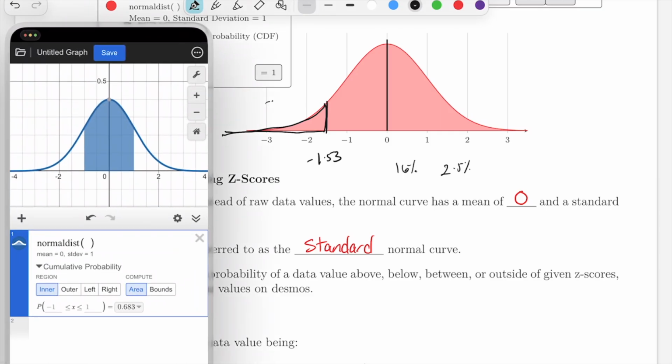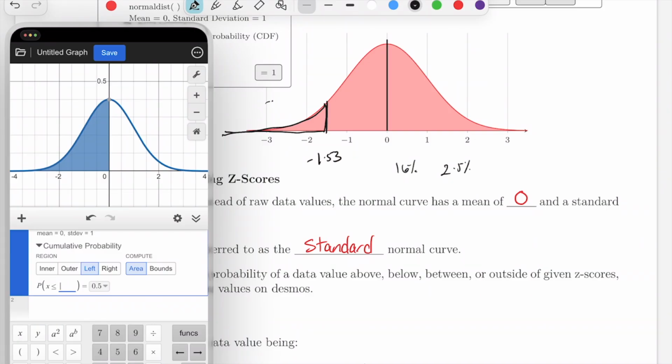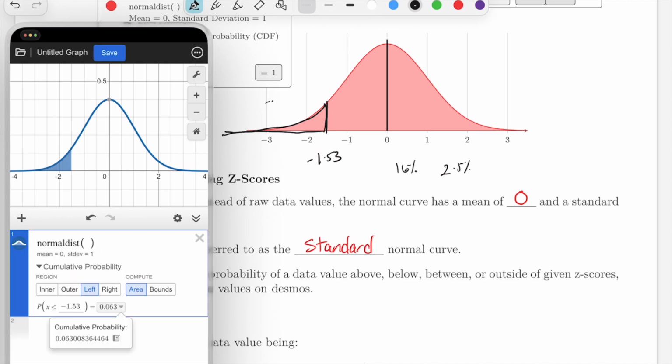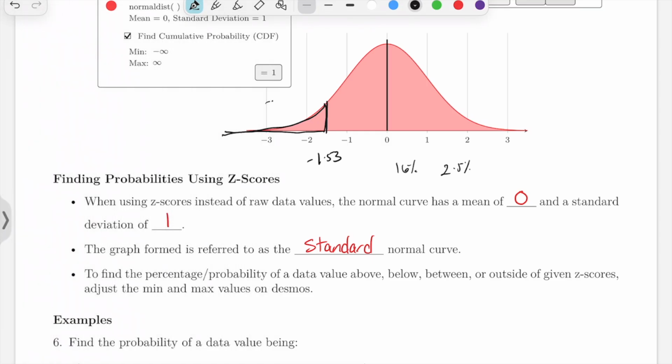All I'm going to do is go to Desmos. If I want the area that's to the left of that, the first thing I'll do is tap left there. And then here where it says the probability, that's P of x is less than or equal to, and I'll put in my negative 1.53. You can see Desmos does shade it for me already, and then it says it's 0.63. If for some reason you need a more accurate decimal than that, you can just tap the little drop down arrow and you see it's 0.0630083644464. You know what? Probably just 3 decimals is good. I think we're going to be okay with that.